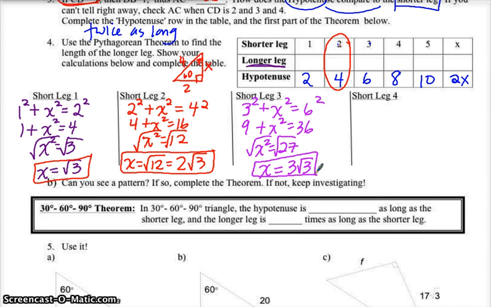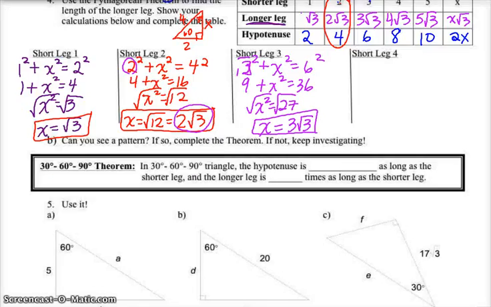So first we had 1 root 3. We started with the shortest side being 2, and we got a longer leg of 2 root 3. We started with the shorter leg being 3, and so we got a length of 3 root 3. What do you think is going to happen? Hopefully you see the pattern. It's going to be 4 root 3, then it's going to be 5 root 3. Therefore, under all circumstances, if you have x as the shortest leg, then the longer leg will be x root 3, and the hypotenuse will be 2x.